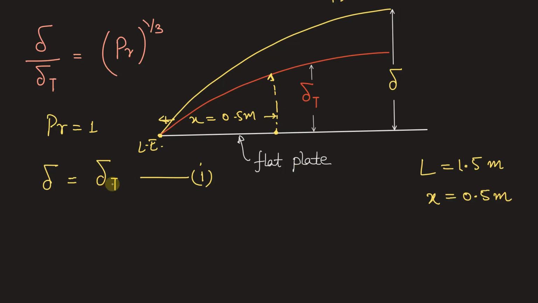Now, since there is no velocity profile given in the problem, we will assume Blasius equation for the solution of hydrodynamic boundary layer thickness, which is given by delta is equal to 5 times x divided by square root of Reynolds number at the location x. Okay. Now to calculate Reynolds number at x, let's write here. So let's write first, this is the Blasius solution.